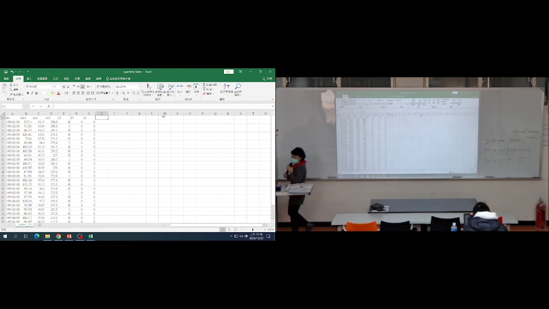Let's see what we have. First of all, run sales on the 2 X's. Then run sales on the 2 X's with 3 dummies. Since I have 3 dummies, each dummy is multiplied by the 2 X's.